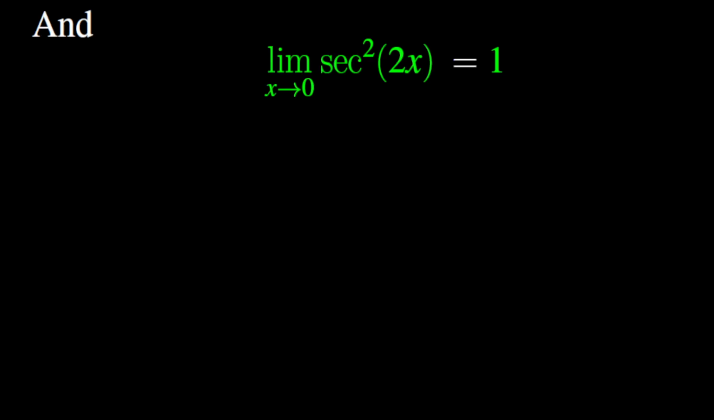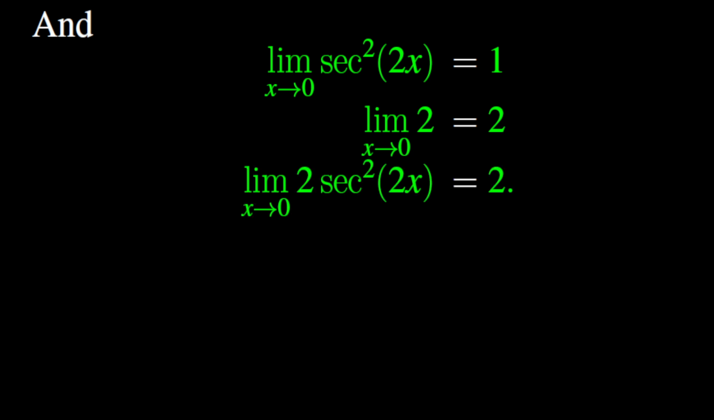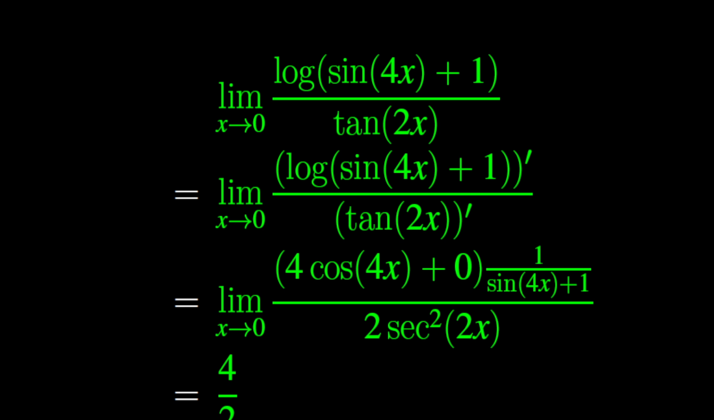The limit as x goes to 0 of secant square of 2x is 1. The limit as x goes to 0 of 2 is 2. Thus, the limit as x goes to 0 of the function 2 times secant square of 2x is equal to 2. Therefore, the limit of the numerator is 4, and the limit of the denominator is 2.